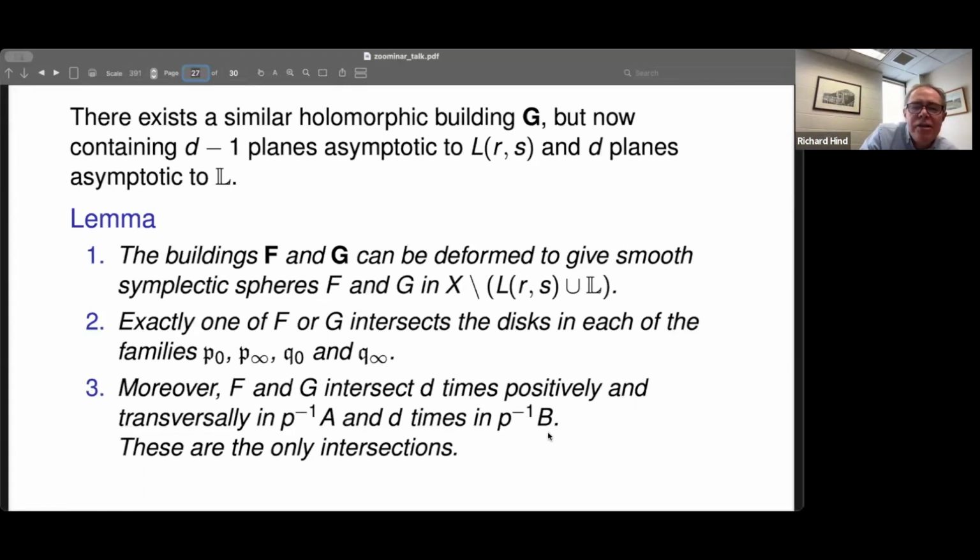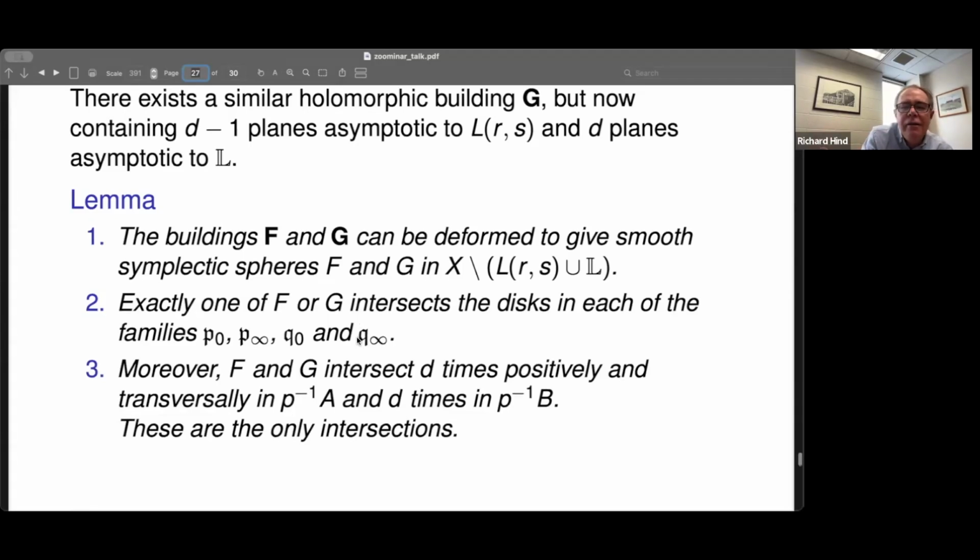So I can assume exactly that one of the F or G intersects P0, the other one intersects P infinity, one intersects Q0, the other intersects Q infinity. But the trick is we can arrange this because I'm pushing all the planes to the left or the right.